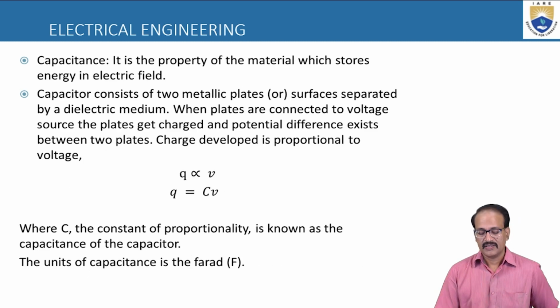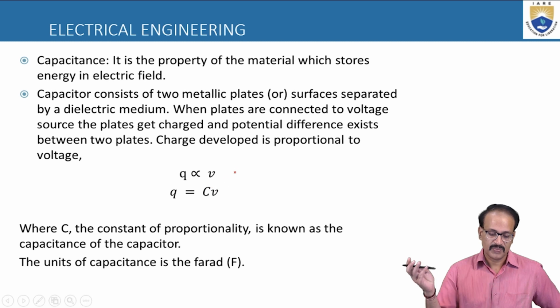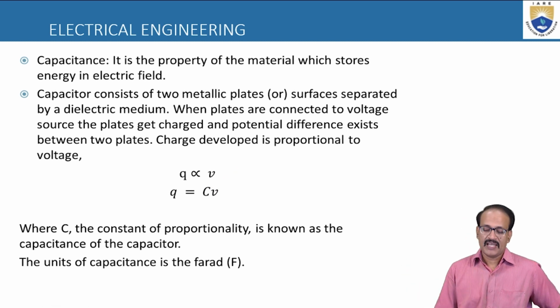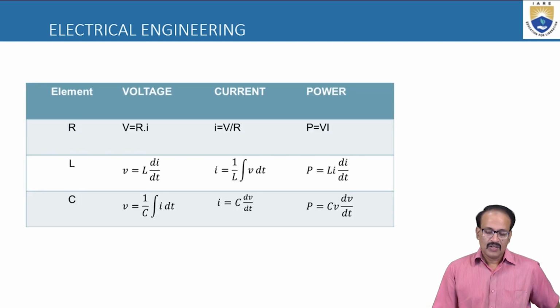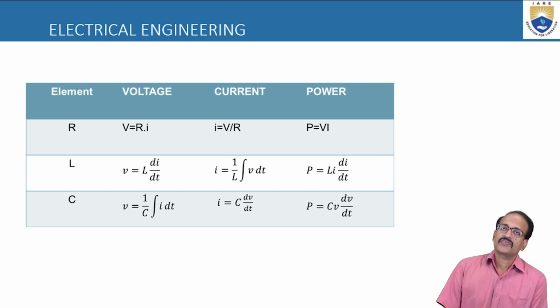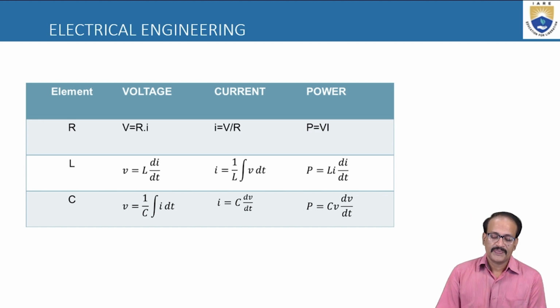And similarly, the relation between the charge, voltage, and the capacitor: if the voltage is more, we'll be having more charge. Okay. Charge developed is proportional to the voltage, and C is the proportionality constant here, which represents the capacitance. Okay, it stores the electric field. So these are the different formulas which we'll be using to solve the problem.